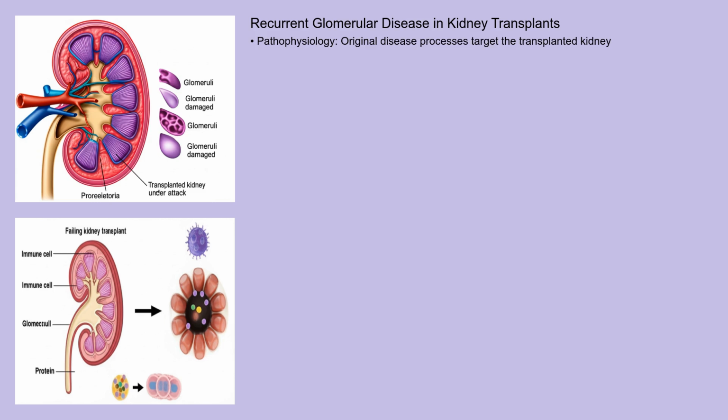In FSGS, podocyte injury leads to proteinuria and progressive scarring of the glomeruli. The end result is glomerular damage, proteinuria, declining kidney function, and potentially transplant failure. This damage occurs because the underlying immune or metabolic abnormalities that initially caused the disease continue to affect the glomeruli of the new kidney. Epidemiological data varies based on the specific type of glomerulonephritis.